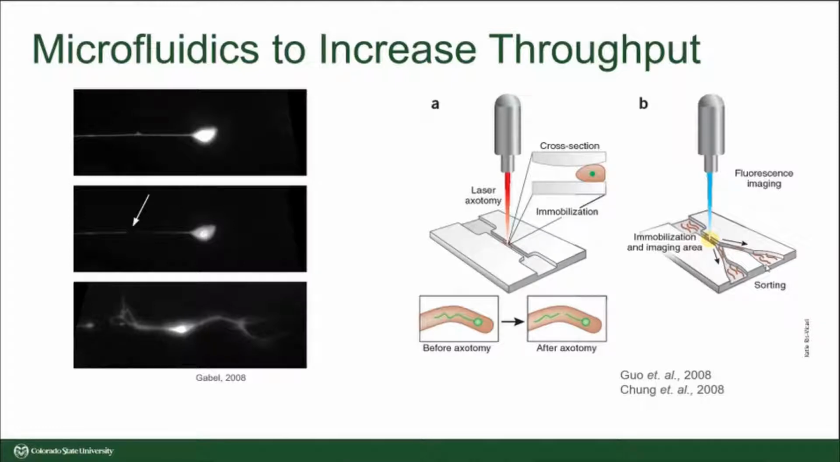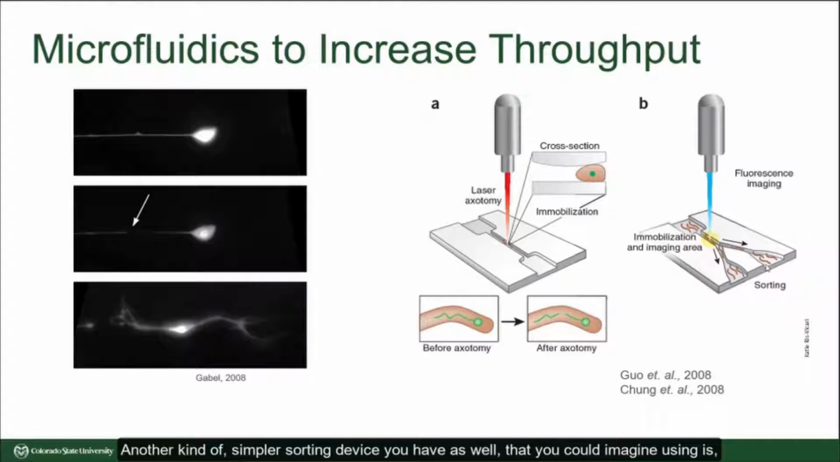Another, simpler sorting device that you can imagine using is, let's say you're trying to do a screen that either decreases the fluorescence of a certain protein you're looking into, or potentially increases this fluorescence. Well, you can just take a bunch of worms, blow them through, and you'll have this fluorescence sorter that basically says, okay, presence of fluorescence, absence of fluorescence. Again, you take these worms and then potentially send them off for sequencing or culture them and keep them going.